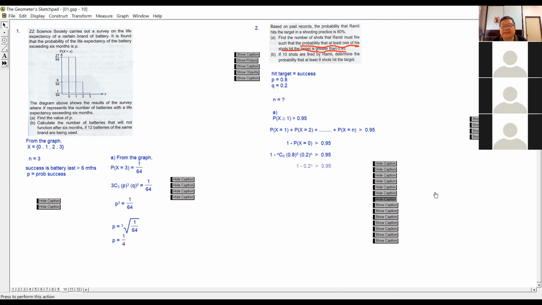Okay, next step. So all this equals 1. So that means 1 minus 0.2 to the power n is greater than 0.95. Okay, then I move the 0.2 over to the other side. It becomes positive 0.2. Then the 0.95 moves to the other side and becomes negative 0.95. So as a result, 0.2 to the power n is less than 0.05.